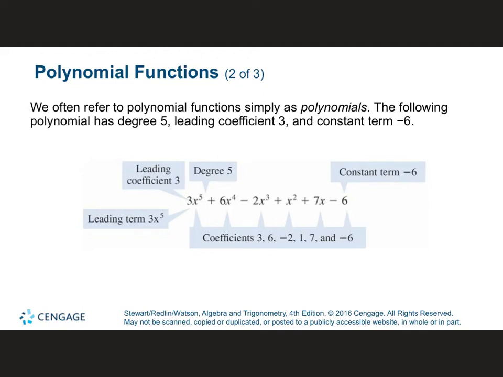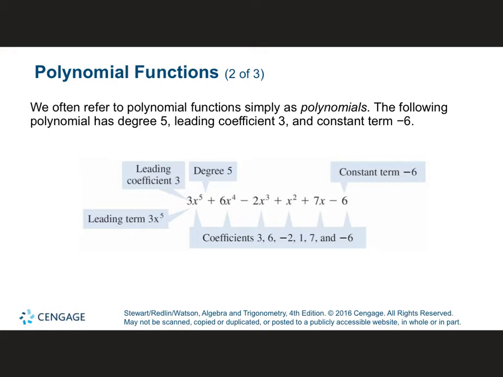Polynomial functions have multiple terms within those polynomials. So with this polynomial that's given to you, you have the 3x to the 5th power, which is a term. The 6x to the 4th power is a term. The negative 2x cubed is a term. The x squared is a term. The 7x is a term. And the negative 6 is a term.